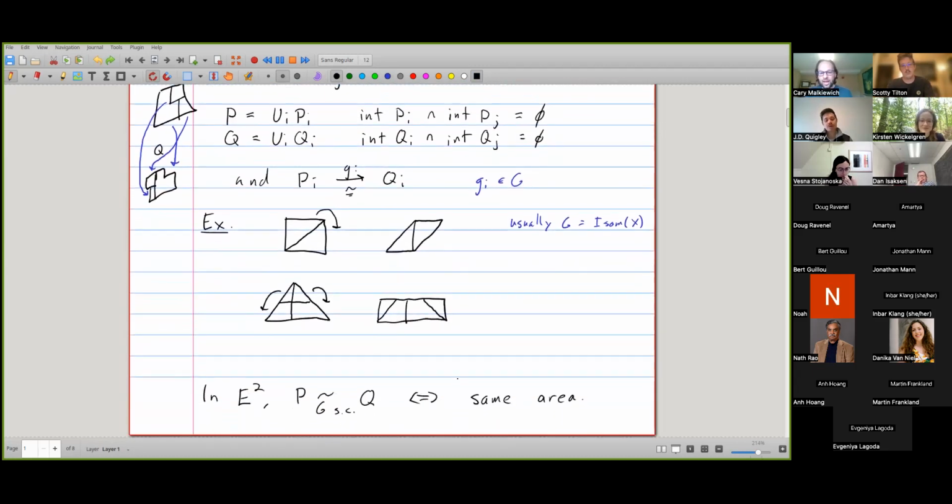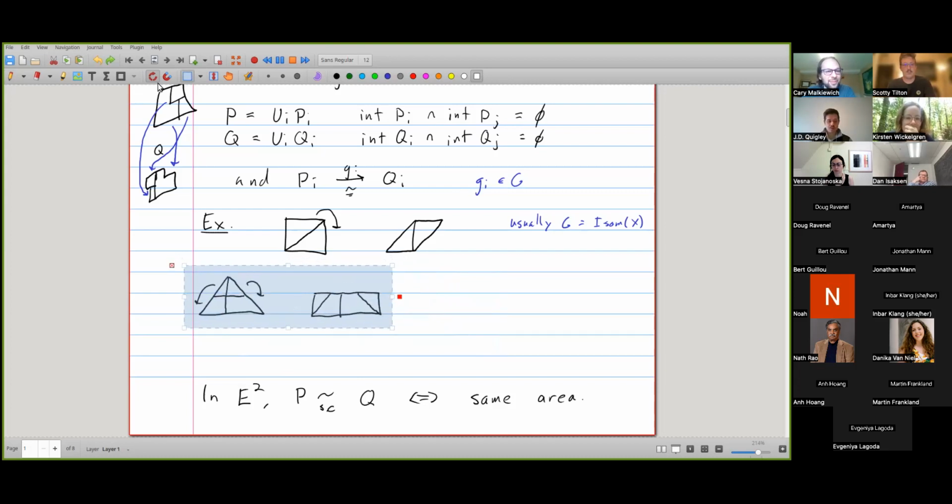And more generally, in the plane, two polygons are scissors congruent. So if G is the whole isometry group here, P and Q are scissors congruent if and only if they have the same area. So basically, you do moves like this to rearrange them into rectangles. And you can show that any two polygons with the same area have to be scissors congruent. And that's an if and only if, right? Obviously, if they're scissors congruent, they have the same area.